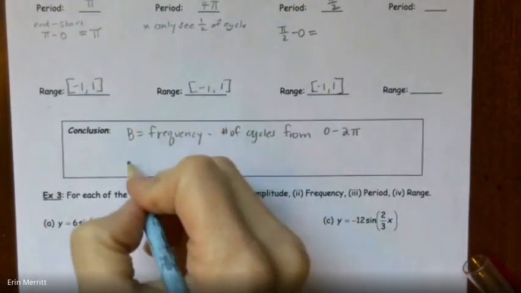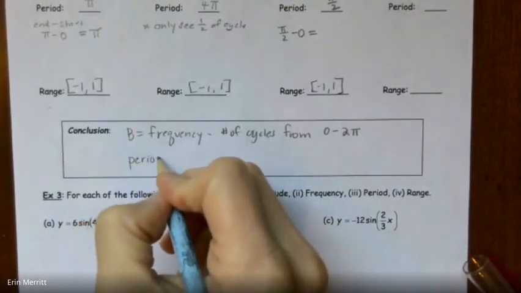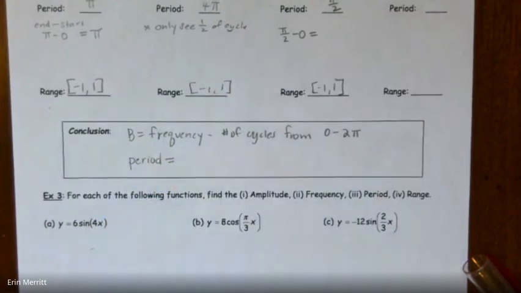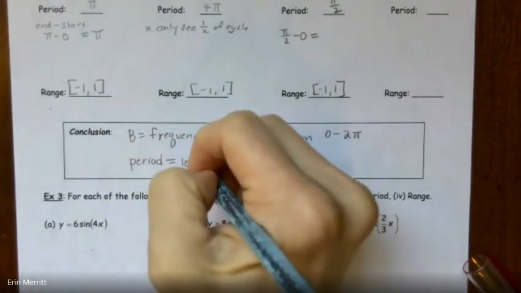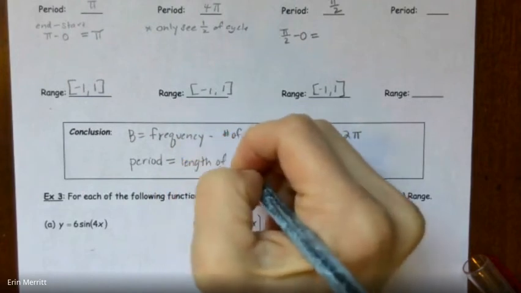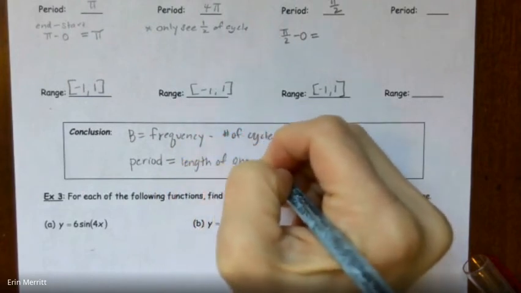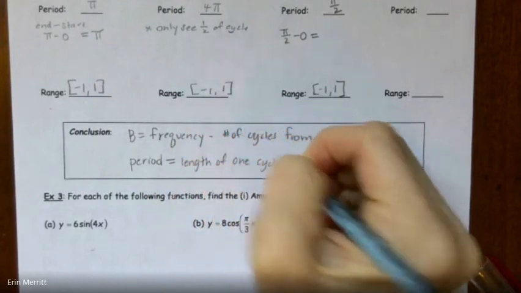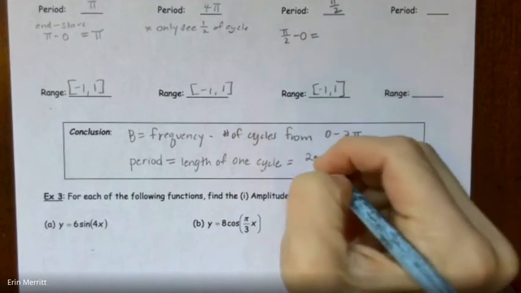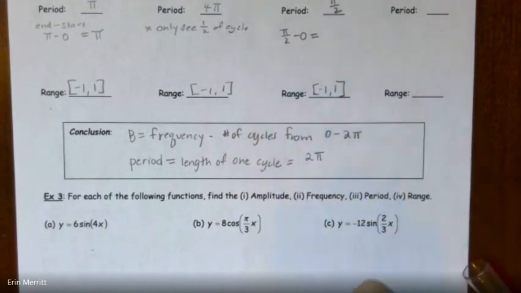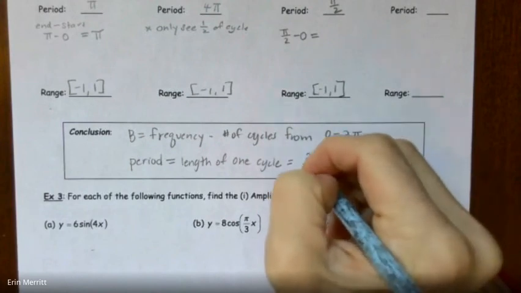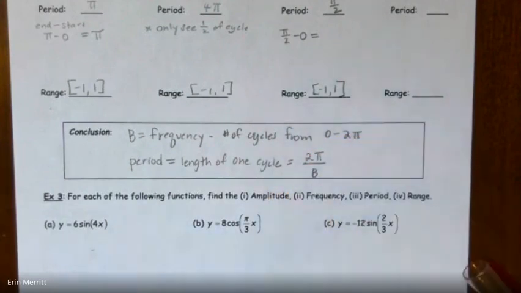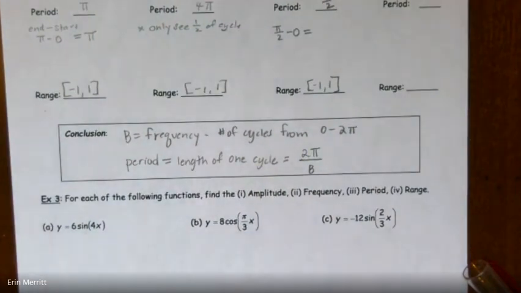There is a little shortcut though, and that's to do with the period. So because the period is equal to the length of one cycle, and the length of one cycle is typically 2 pi, if you actually take 2 pi and divide it by the B value, that will give you what the period is. All right, let's do one practice one together.